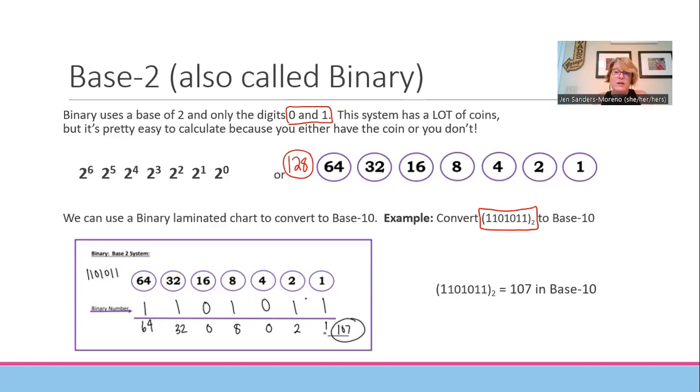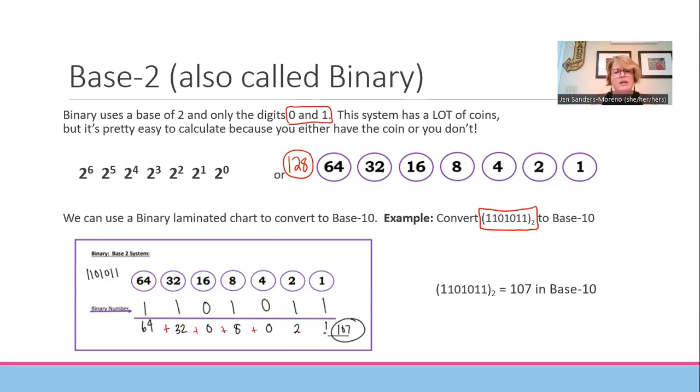We have all of these coins, and I'm going to write 1 1 0 1 0 1 1. Okay, now, good news. You either have the coin or you don't. So we have a 64, we have a 32, we don't have a 16. We have an 8, we don't have a 4. We have a 2, we have a 1. And then we add them together.